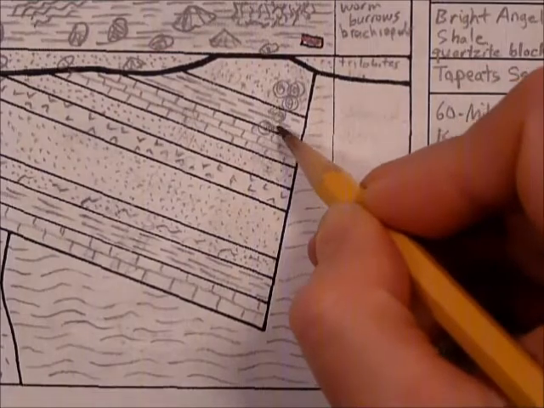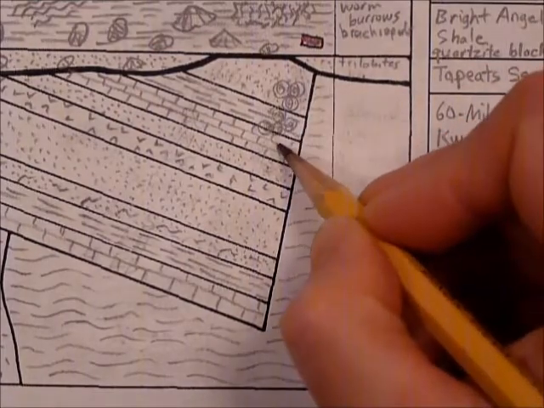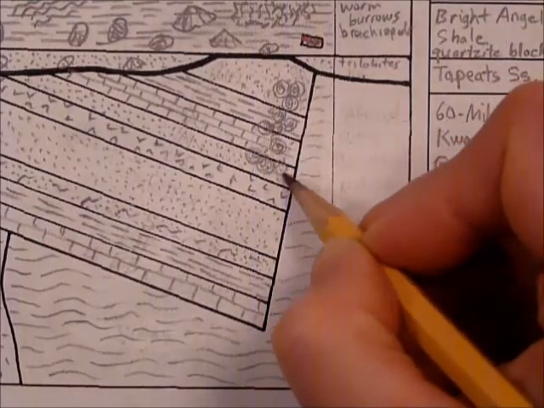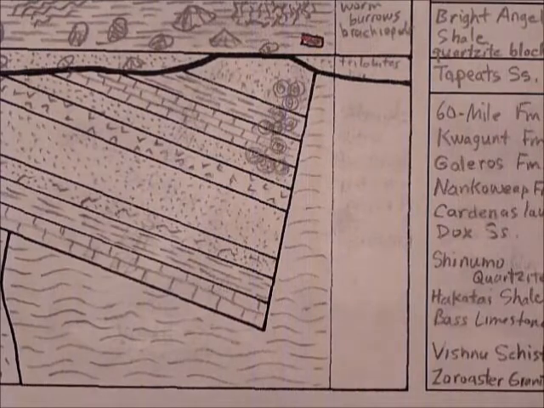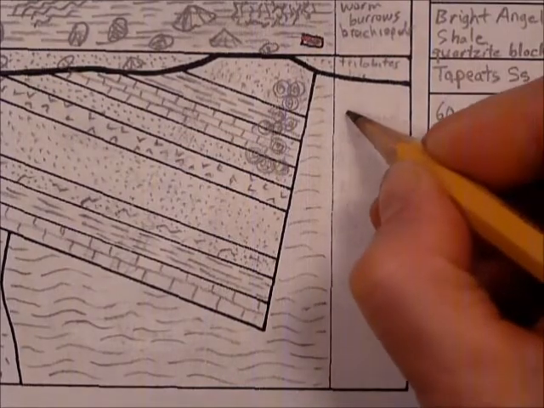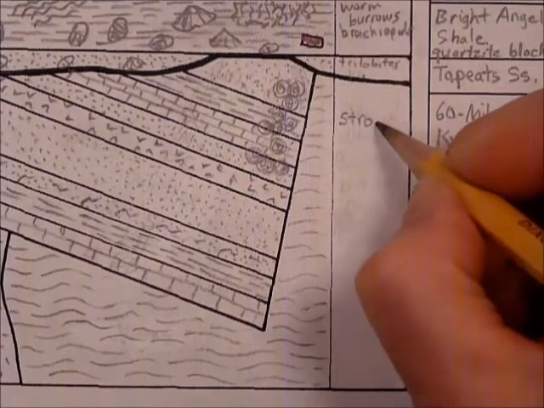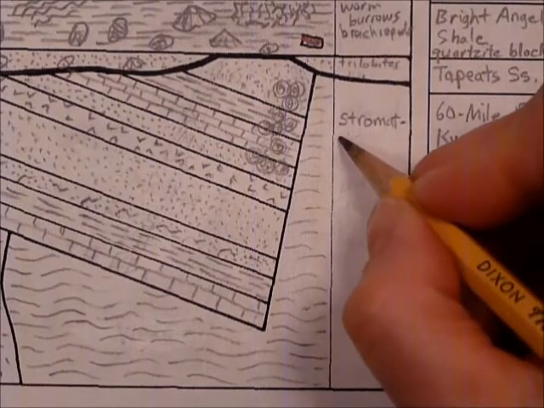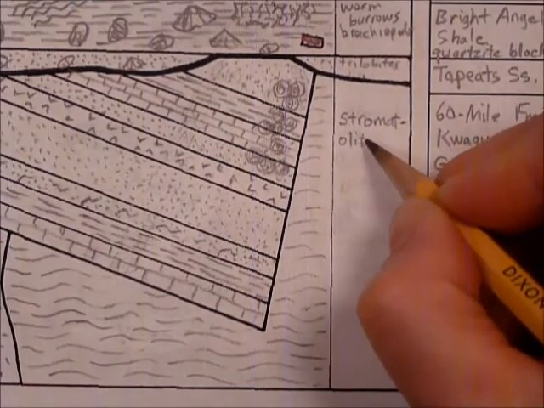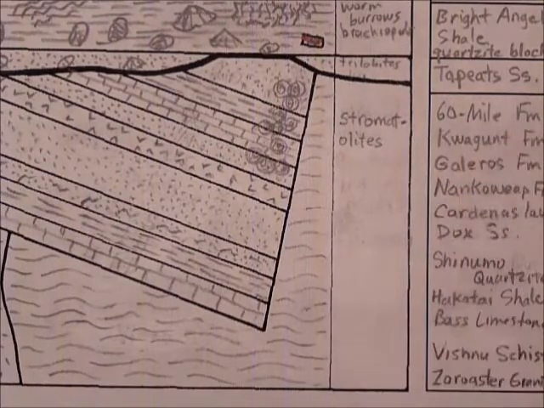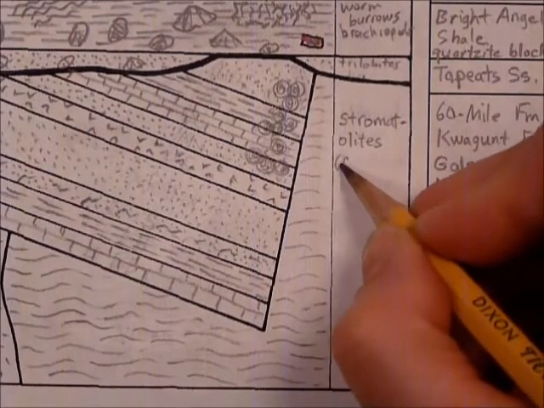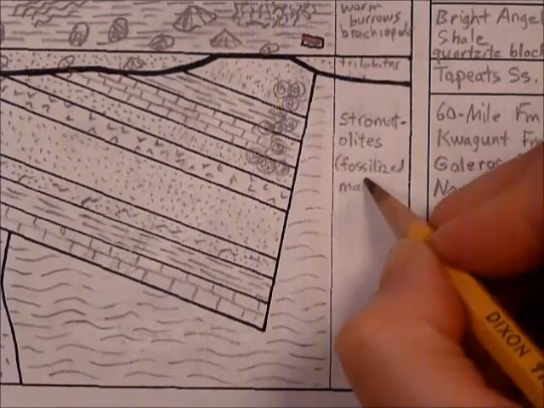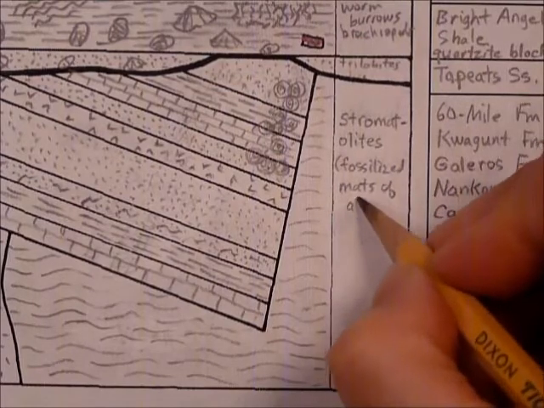In the sandstone, in the shale. I don't know how many there actually are. There might not be that many, but the name is stromatolite. Stro, S-T-R-O, mat, M-A-T, and I'm going to use a little hyphen there. Go to the next line. O, L-I-T-E-S, stromatolites. And I'm going to remind myself these are fossilized mats of algae.